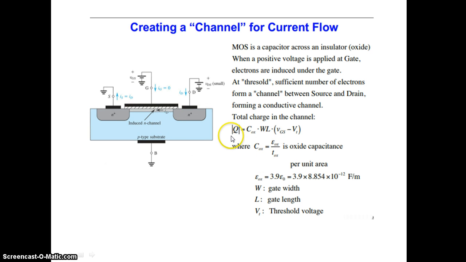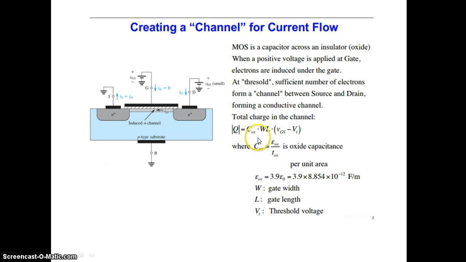The total charge on the channel is given by Q equal to COX into W into L into (VGS minus VT). This is the total charge, where Q equal to CV. C is the capacitance, with the formula epsilon into A by d. COX is the oxide capacitance. Epsilon is the permittivity of the oxide layer, and TOX is the thickness of the oxide layer. A is the area, where A is given by W into L.